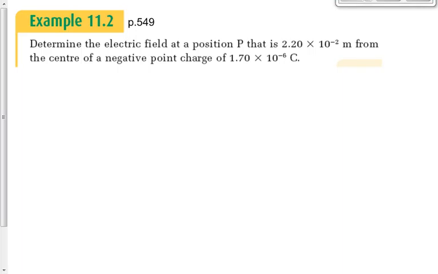For me in this question, we've got to identify givens. It's probably just as easy to identify those givens in the form of a picture. We get a negative point charge here that is 1.7 times 10 to the negative 6 coulombs, 1.7 microcoulombs. We're trying to find the field strength over here at point P that's 2.20 times 10 to the negative 2 meters away.